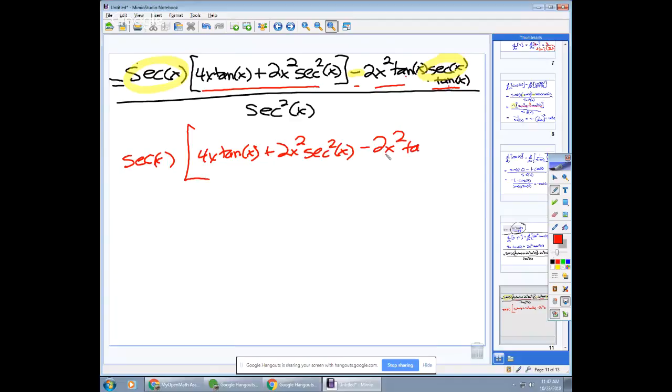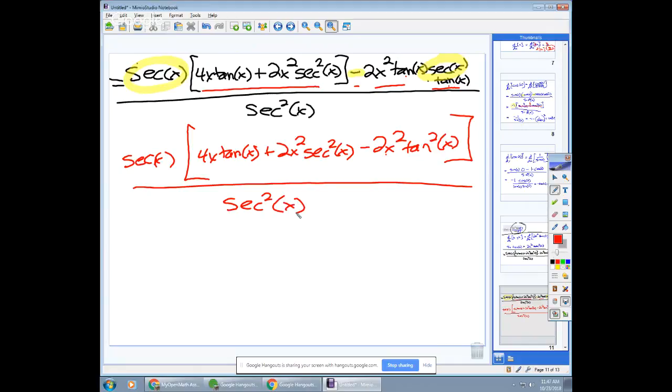Is that okay? Tangent squared of x, all over secant squared, which I'm now going to say this secant cancels one of those. And let's see, what can we do with this here? So now I have to figure out, can I do anything with that? We could factor a 2x out of all of that.